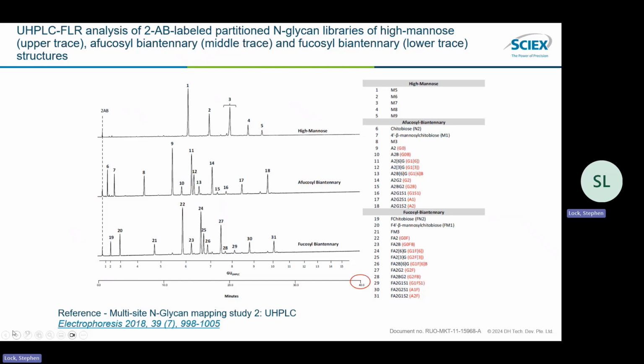But you can see when you apply this type of methodology with the 2AB labeled N glycans, you can actually apply it to several different structures. You can apply it to high mannose N glycans, fucosylated biantennary structured N glycans, and afucosylated biantennary structured N glycans. And then based on the GU, or glucose unit, value from a reference calibration standard, you can identify the peaks. The peaks are normally identified by a library of glycans with their corresponding GU value. Again, all this information was taken from the same paper published in 2018 in Electrophoresis.